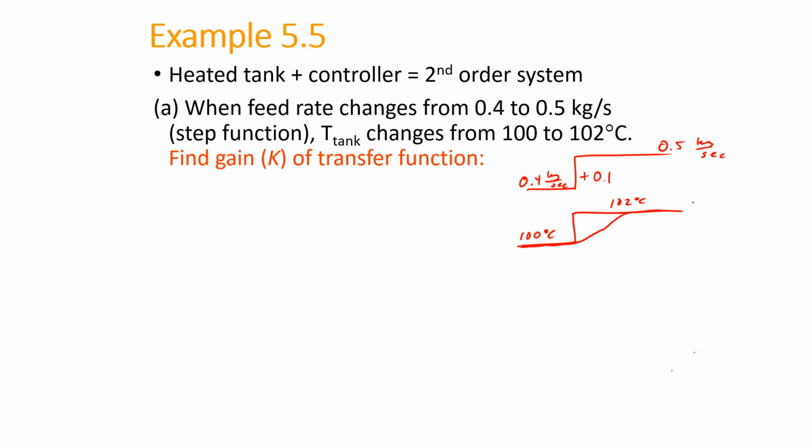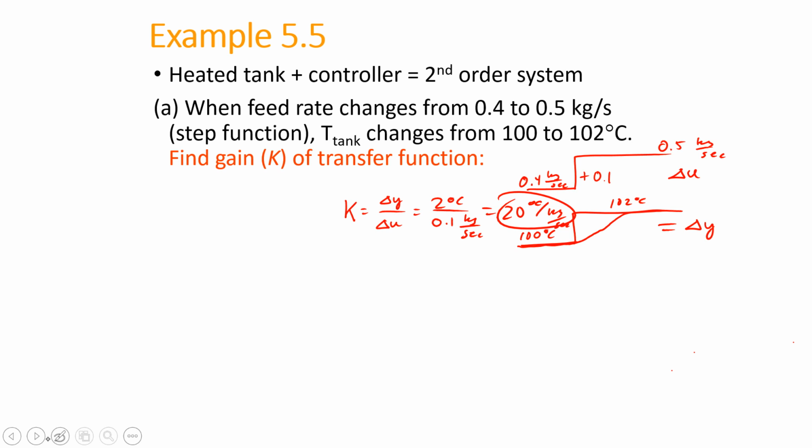Okay, so let's find the gain. First of all, the gain is going to be the delta y, and then this is going to be the delta u. So we have 2 degrees Celsius divided by 0.1 kilograms per second, or about 20 degrees Celsius per kilogram per second. So there's our gain that we have for this system.